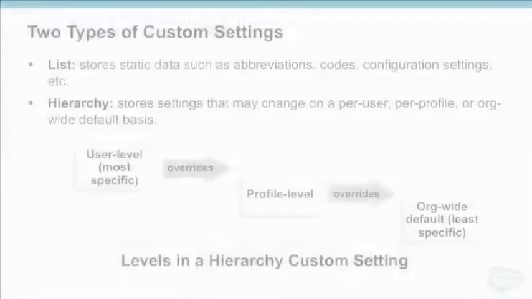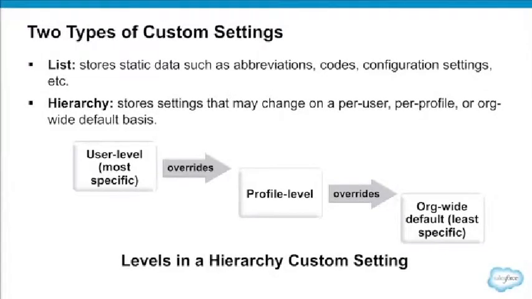So think of it as a table that you can do lookups on to fetch data. The more complex one is the hierarchy. In the list, we're going off of the name. In a hierarchy, we're fetching a record based on its existence associated with the current user's profile, or an org default. Okay? So I'm going to come back to that because it's kind of complex.